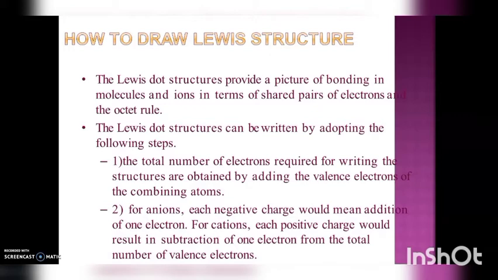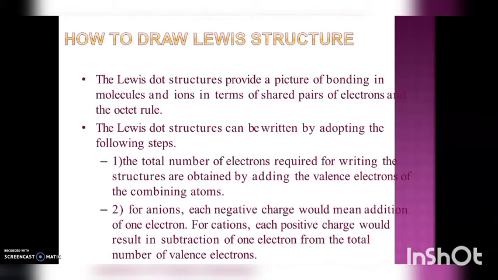In last class, we discussed the covalent bond and covalent compounds, and there we saw the Lewis structure of covalent compounds. So, in today's class, we are going to learn how to draw the Lewis structure. In order to draw the Lewis structure, there are 5 steps. These are very important. Using these steps, we can draw the Lewis structure of any compound.